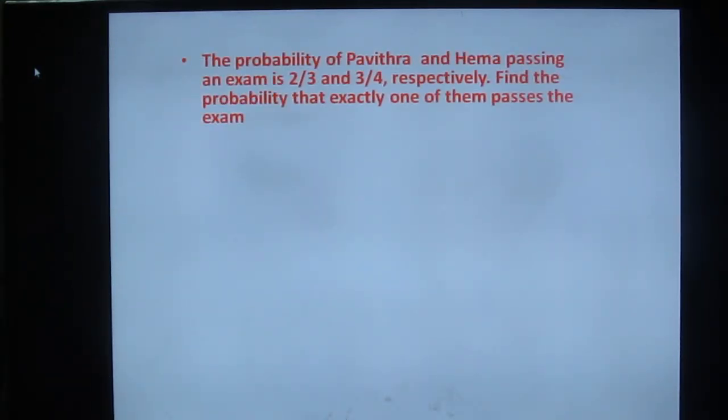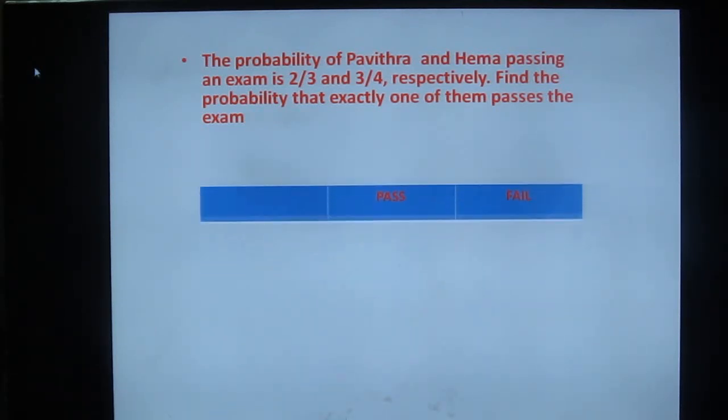The probability of Pavitra and Hema passing an exam is 2 by 3 and 3 by 4 respectively. Find the probability that exactly one of them passes the exam. What is the probability of Pavitra passing the exam? 2 by 3. What is the probability of Hema passing an exam? 3 by 4. How to do this?